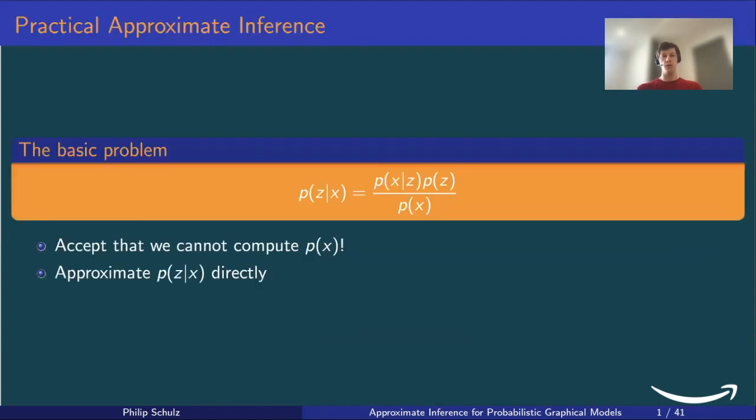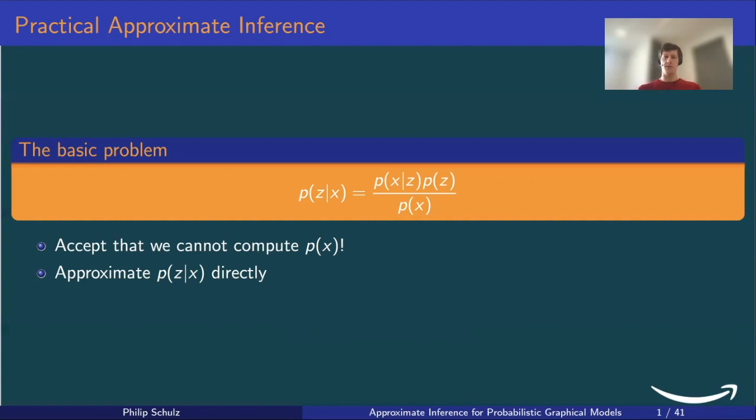So let us review the basic problem. The basic problem is really that we want to compute a posterior, right? So I have my observations X, and I have some latent variables Z, whatever they may be, right? For example, they may be POS tags, or they may be image segmentations. And I want to compute that posterior. So basically a distribution over these unobserved variables given my observations. And the problem is that we cannot compute p(x) directly, because that would basically mean integrating over all latent values. And again, that's computationally just not feasible in most cases.